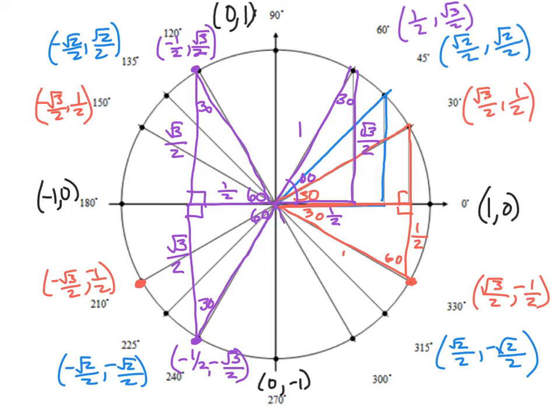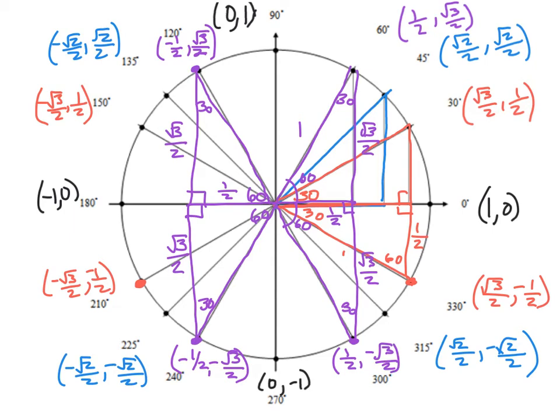Lastly, let's go to the fourth quadrant. Again, this looks kind of like a bow tie or a butterfly. Here's my right angle. This angle right here is 60. This one is 30. So across from 60, that's radical 3 over 2. Across from 30 is 1/2. So the ordered pair at 300 degrees is positive 1/2, negative radical 3 over 2.